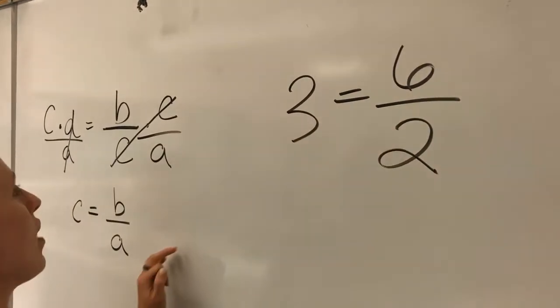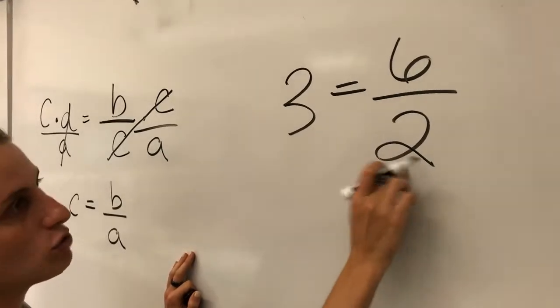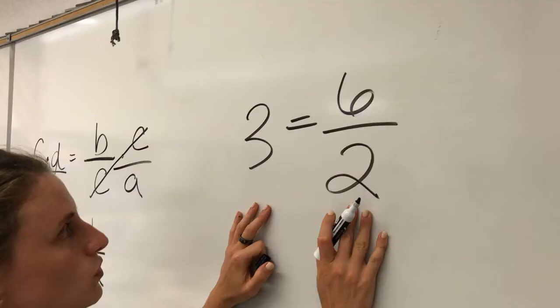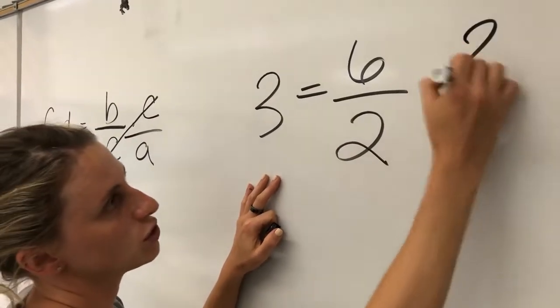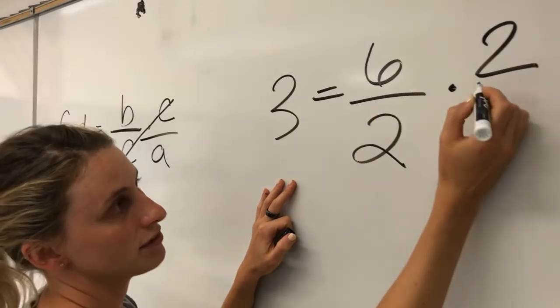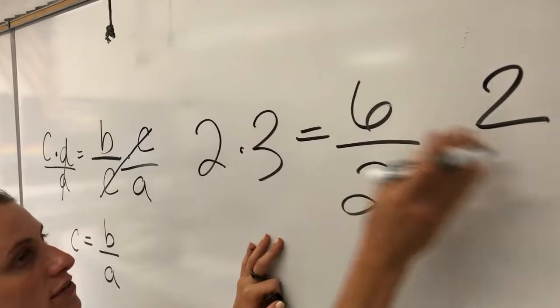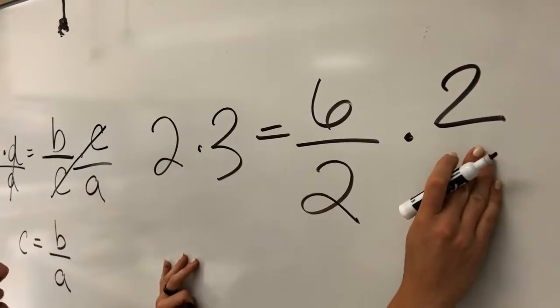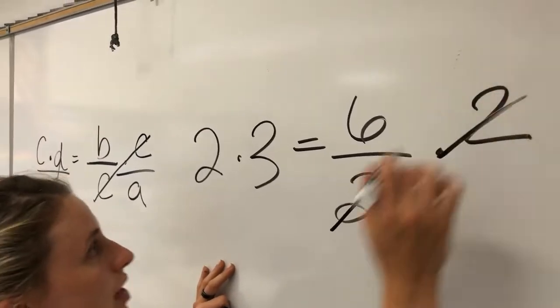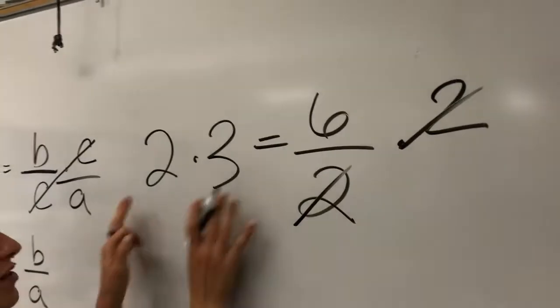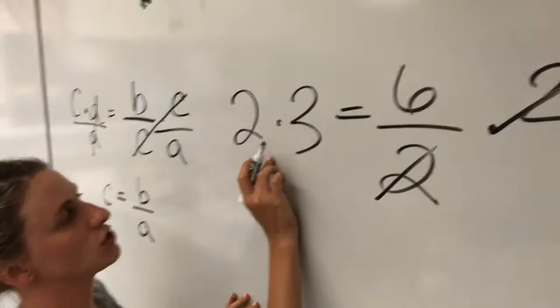Again, we want to try and get the 2 by itself. I'm going to multiply by 2 over here because it's the opposite of division. You have to do the same thing on both sides. These guys cancel. 2 times 3 gives me 6, yes? Yes. Okay, so the next thing I'm going to do, I've got to get 2 by itself.